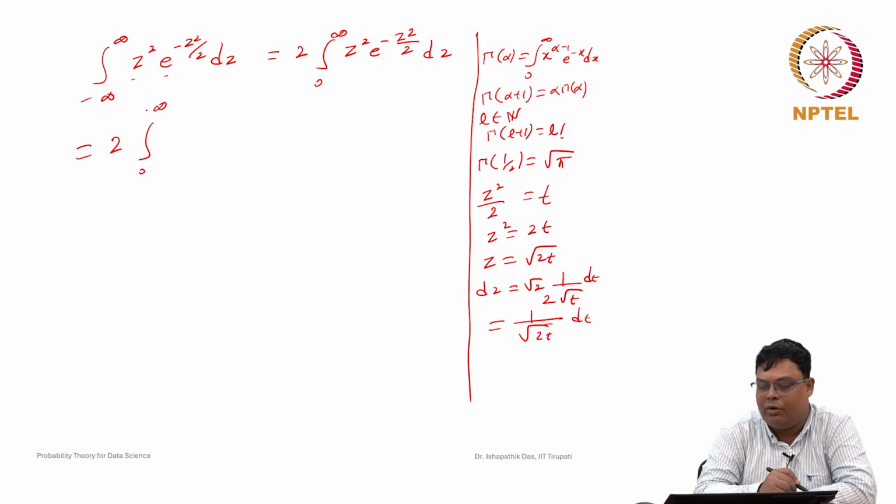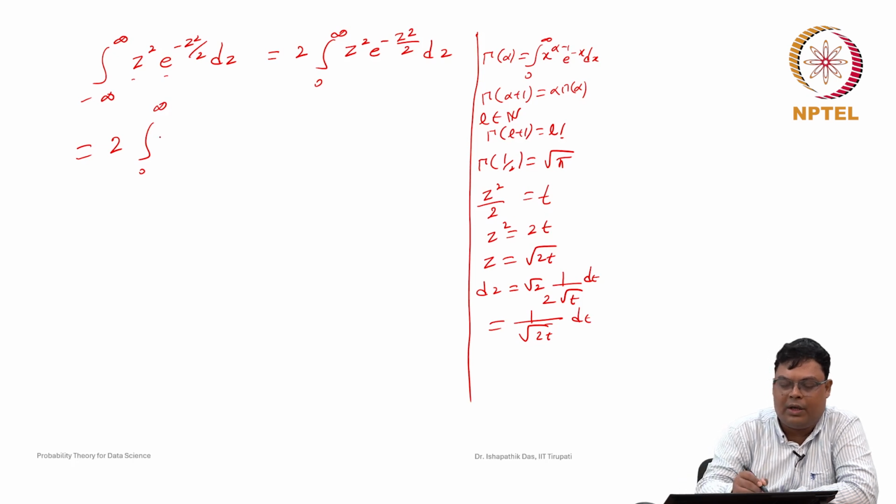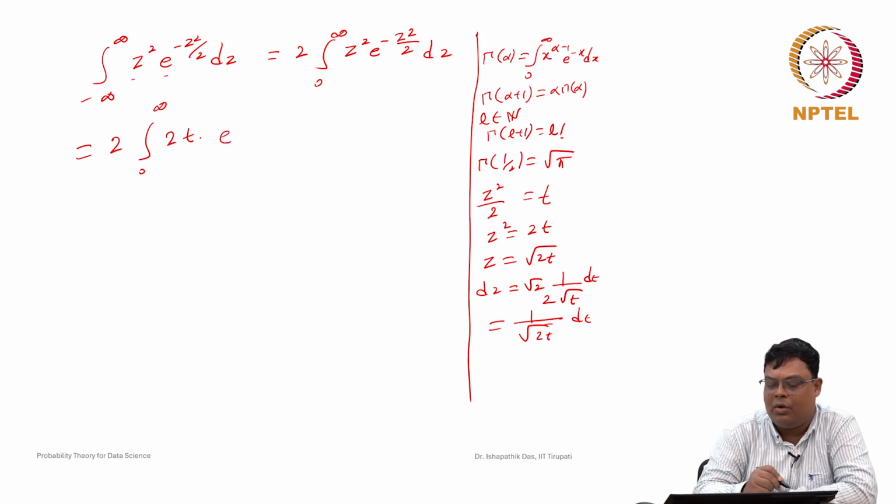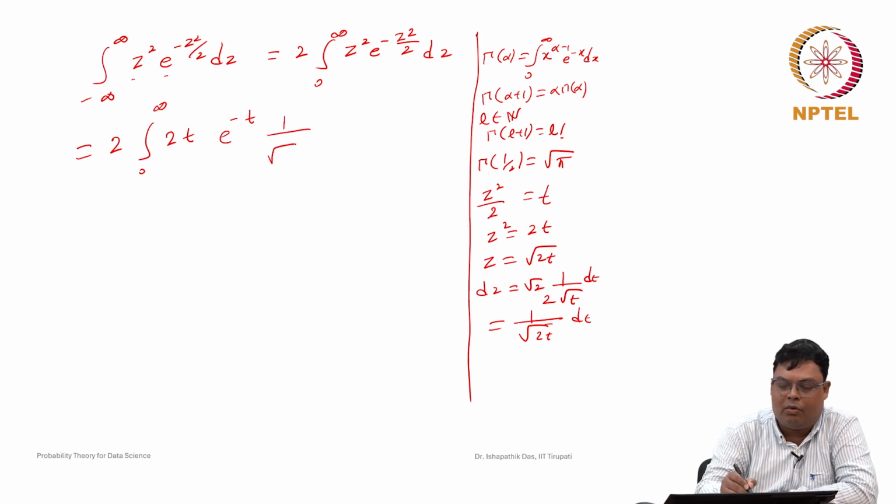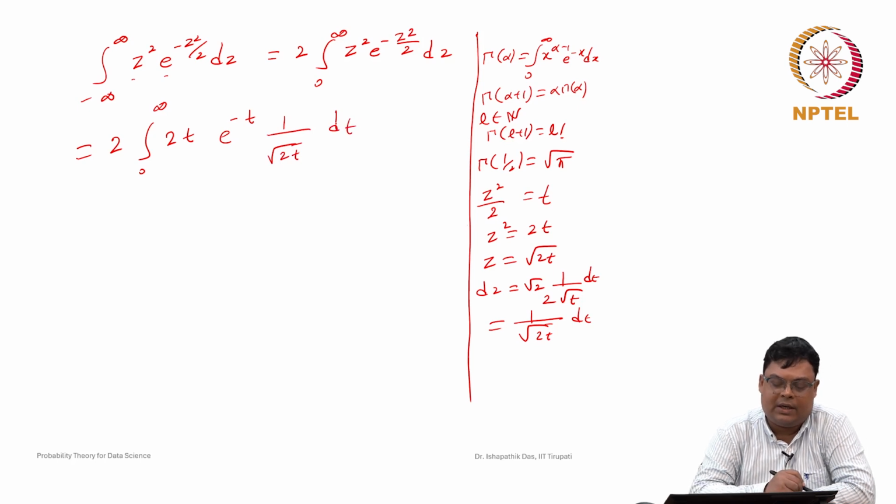Now, z square is equal to 2t. From here, z square is equal to 2t, so this is 2t e to the power of minus z square by 2, which is minus t, and then dz is equal to 1 by root 2t dt. So, that is the integration we are finding.